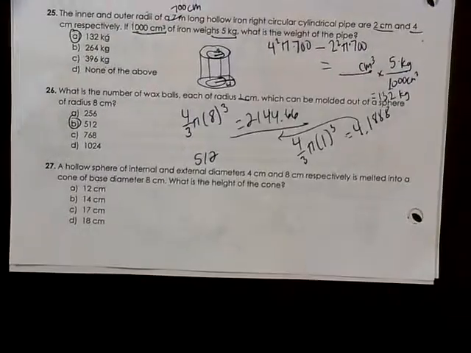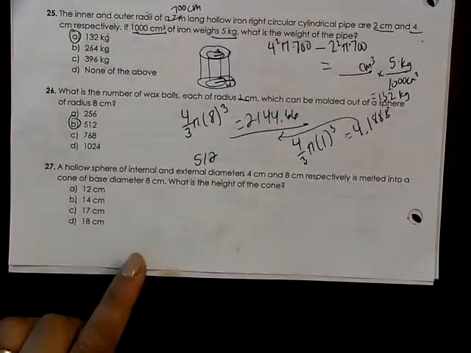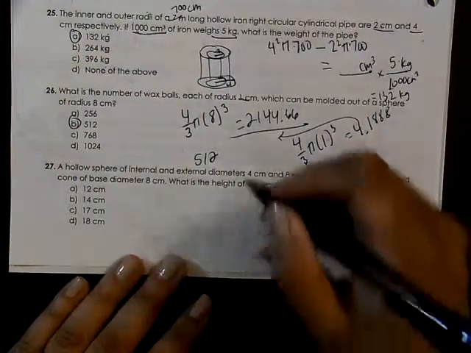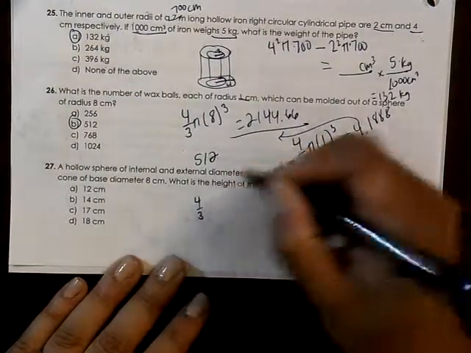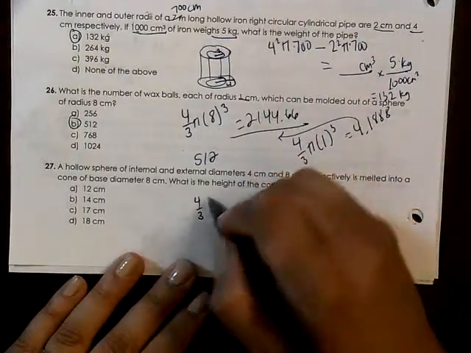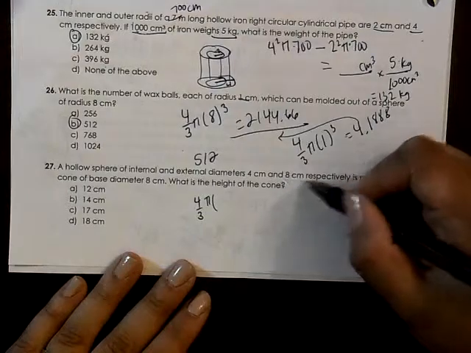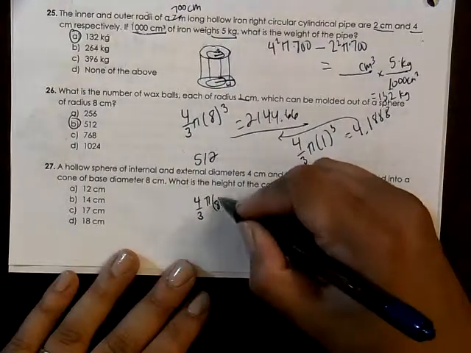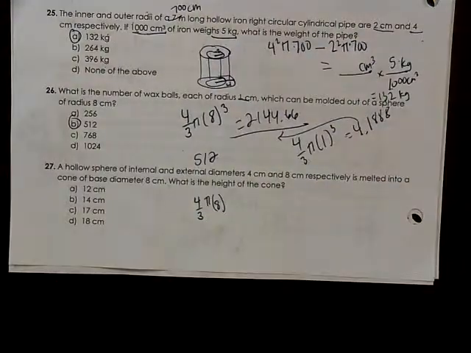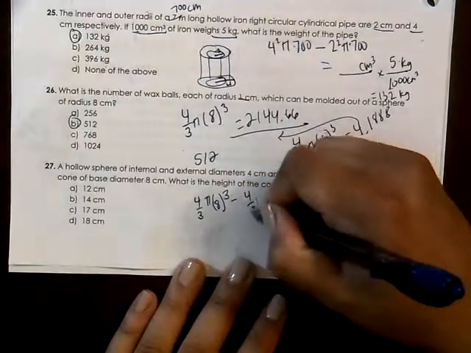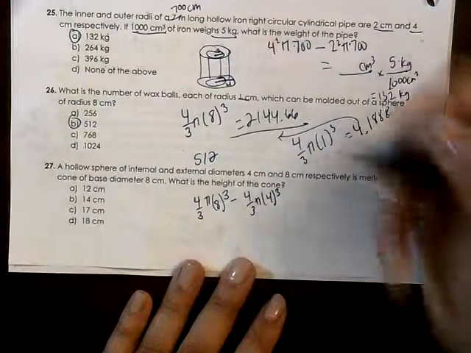And the last one, a hollow sphere of internal and external diameters 4 and 8 centimeters is melted into a cone. The first thing you want to start with is volume. Formula for the sphere, 4/3 pi. The 8 is going to be the radius we start with here, because we're going to start with the outer and then subtract the 4/3 pi 4 cubed.